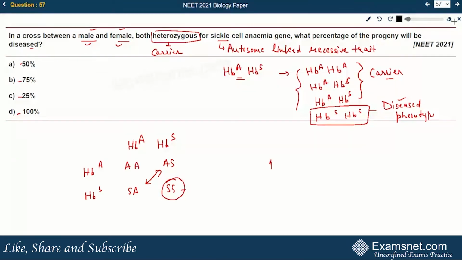That means 1 out of 4 possible progenies will show the disease phenotype. And what will be the percentage? 1 by 4 multiplied by 100, and it will be 25%. So the correct option will be option C, that is 25%. I hope you understood this.